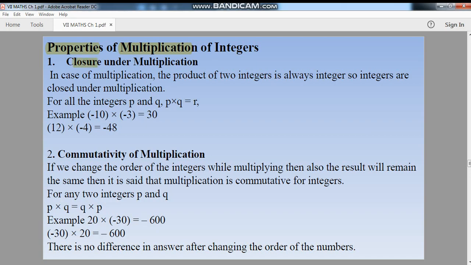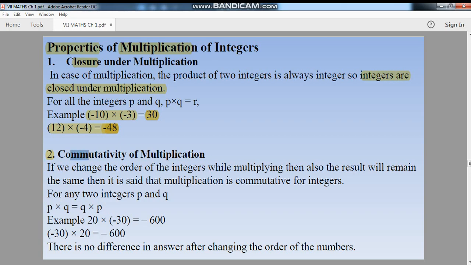It means that when we are multiplying two integers, the answer we will get will be an integer itself. If the answer we get is an integer itself, then we can say that integers are closed under multiplication. For example, if we are multiplying minus 10 into minus 3, the answer will be 30. 30 is an integer. If you are multiplying 12 into minus 4, the answer is minus 48. It is also an integer.